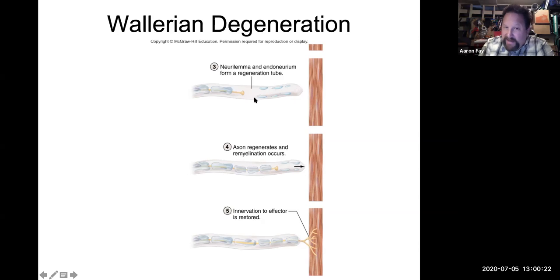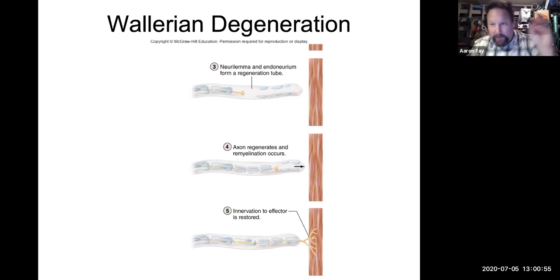So what this does is it provides a pathway for the axon to regrow because it's being guided and helped by the neuroglial cells. There's already a space created by the cavity left over from the older material that had degenerated. So the axon can regrow down the regeneration tube, get remyelinated in the process, and it may eventually reconnect to that skeletal muscle.